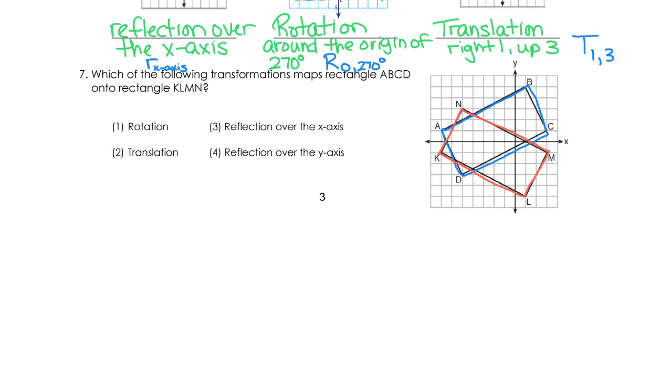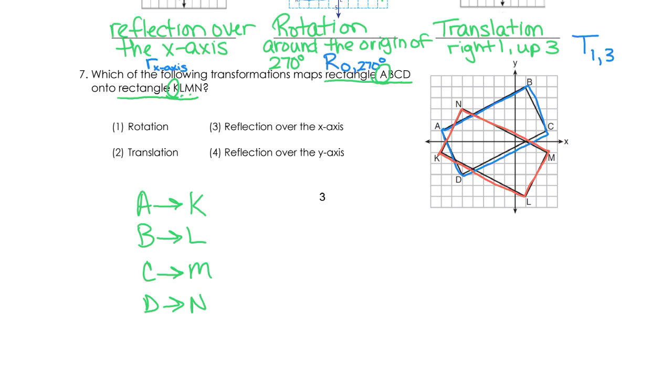One more thing that we can do is we can play something called the letter game when they don't use primes. Because A came first and K came first, A is going to get mapped onto K. Okay. B comes second, L comes second, B is going to get mapped on to L. Okay. C comes third, M comes third, C is going to get mapped on to M, and D is the last letter, N is the last letter, D is going to get mapped onto N.